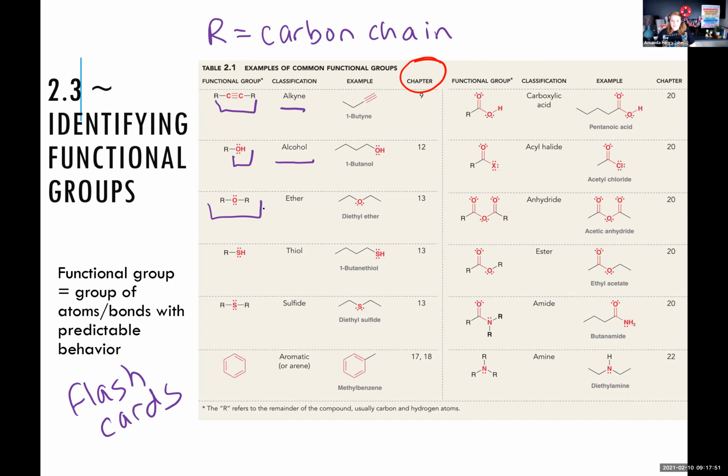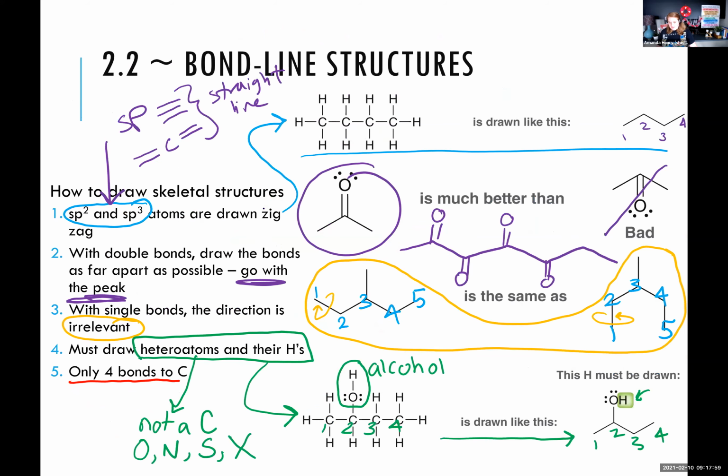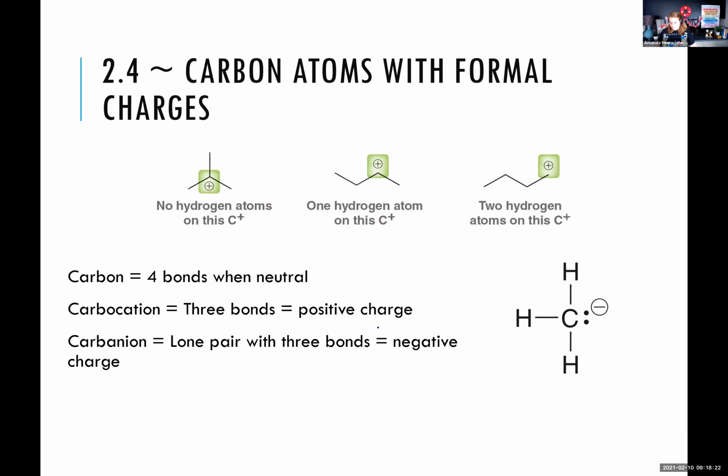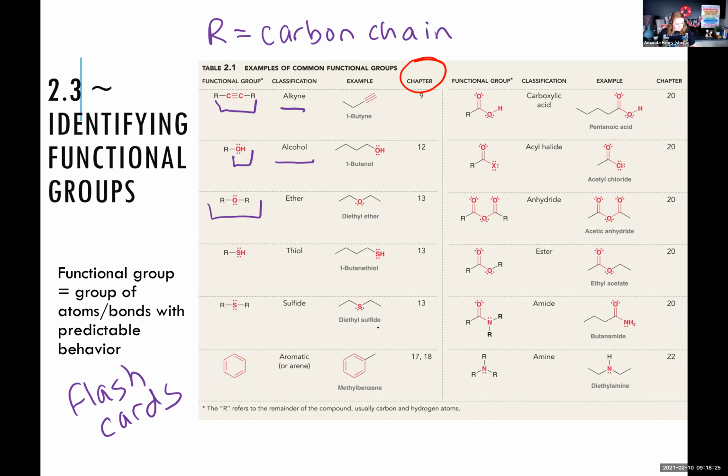For the first test, you do need to know the functional groups. You need to be able to look at, I'm going to go back up a couple slides, look at something like this and tell me that it contains a carboxylic acid and a sulfide and an amide and an alcohol group by recognizing those functional groups within a structure. Questions on that?